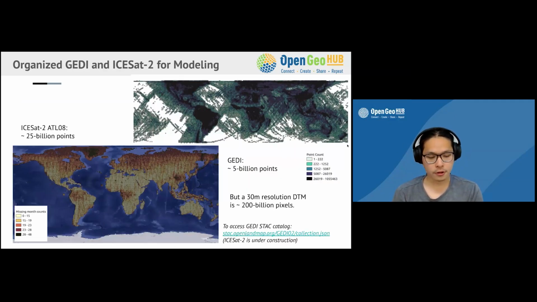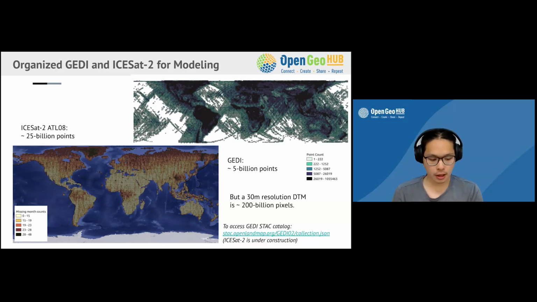And after we process the data, we can know how many data we have spatially or spatial-temporally in each block. So this is an example of ICESat-2 and GEDI, showing how many points each small block has for us to use for further modeling. I was already organizing the GEDI points in the stack, so you can open this Open Land Map to actually access the GEDI catalog.